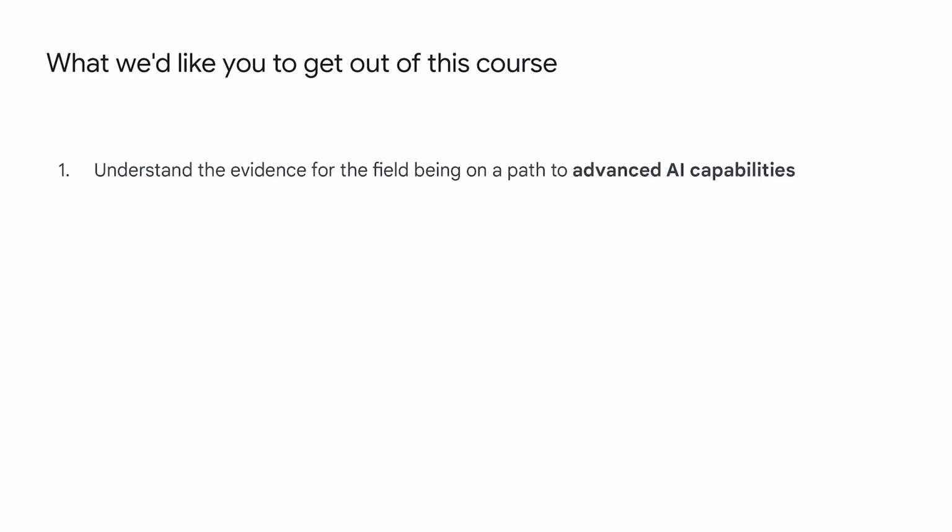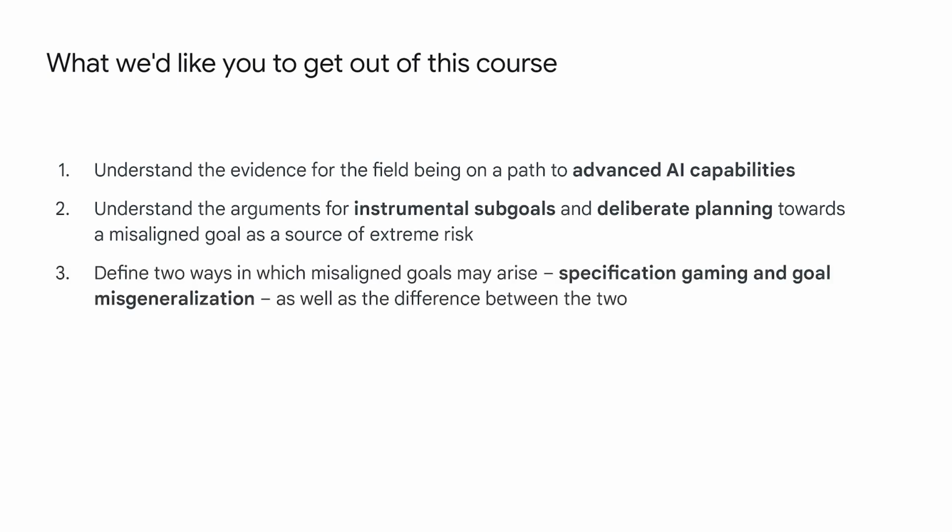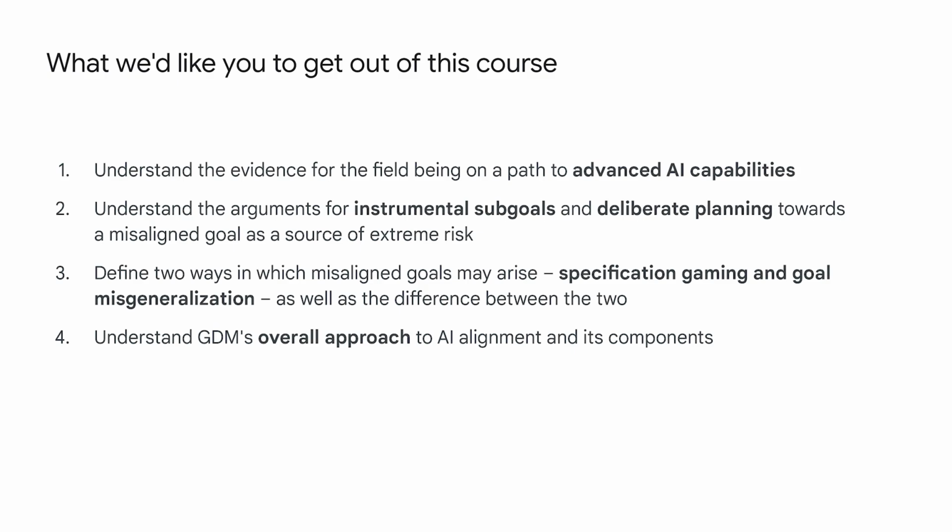So here are some key points that we would most like you to get out of this course. Firstly, understand the evidence for the field being on a path to advanced AI capabilities. Understand the arguments for instrumental sub-goals and deliberate planning towards a misaligned goal as a source of extreme risk. Define 2 ways in which misaligned goals may arise, which is specification gaming and goal misgeneralization, as well as the difference between the two. Understand GDM's overall approach to AI alignment and its components.